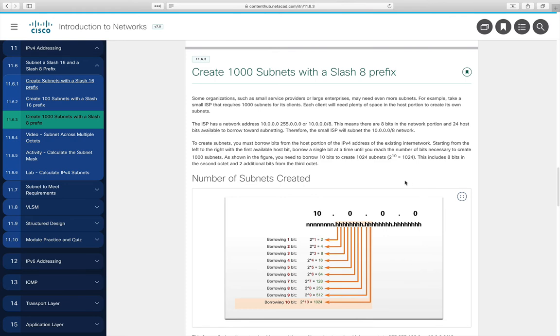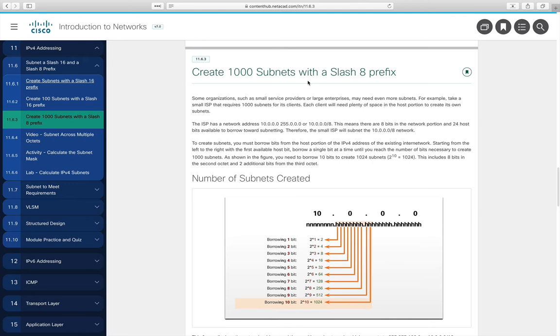Again, I think this would read better if this was a from. So what we're going to do is we're going to start with a /8 prefix, dividing on the first decimal point, the first octet, first byte, whatever you want to call it. And we want to create 1,000 subnets. So again, we need to solve the equation 2 to the n is less than or equal to 1,000 for the smallest value of n.